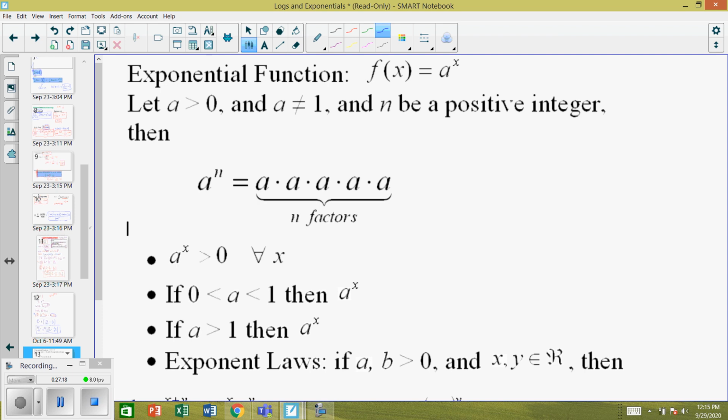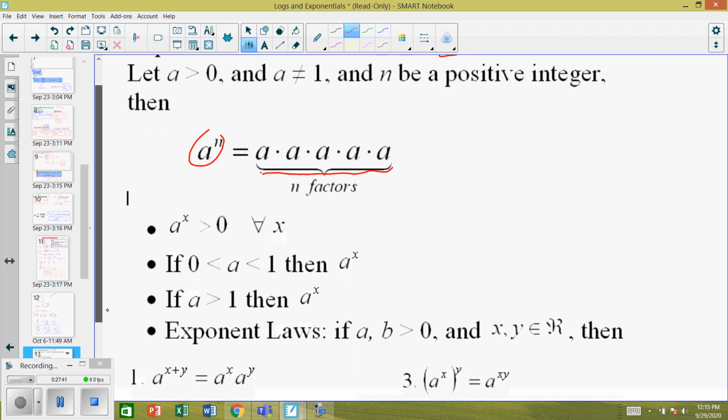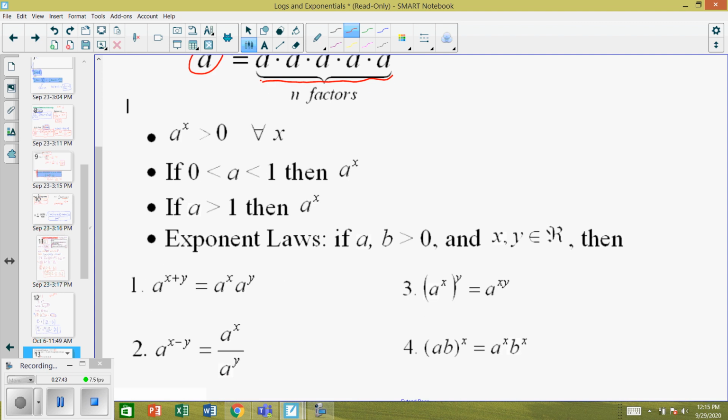So just to review real quickly, an exponential function is in the form a to the x. Okay, so we let a be greater than 0 and let a not equal 1. And n be a positive integer, then a to any power n is just a times a times a, however many. I mean, a to the fifth is a times a times a times a times a, right? So we know that. We also know that a to the x is always greater than 0, we're not going to have a negative number.